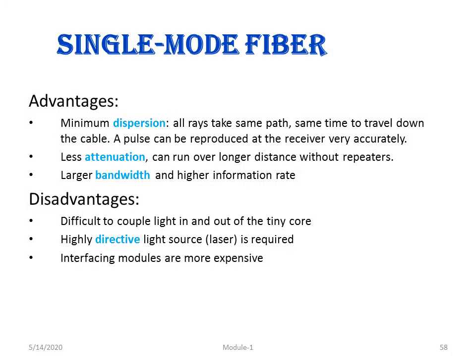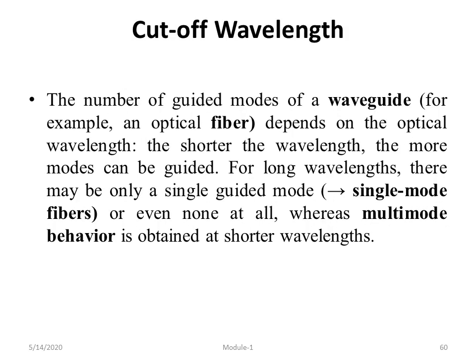One more thing, normalized frequency and cutoff wavelength. The number of guided modes of the waveguide depends on the optical wavelength. The shorter the wavelength, the more modes can be guided. For long wavelength, there may be only a single guided mode. So if the optical fiber acts as a single mode fiber, it should be operated with a longer wavelength. That wavelength is called the cutoff wavelength, above which the particular fiber behaves as a single mode fiber. Normalized frequency is the V number; below 2.405, the particular fiber acts as a single mode. So V should be less than 2.405, but the cutoff wavelength is the wavelength above which the particular fiber behaves as a single mode fiber.